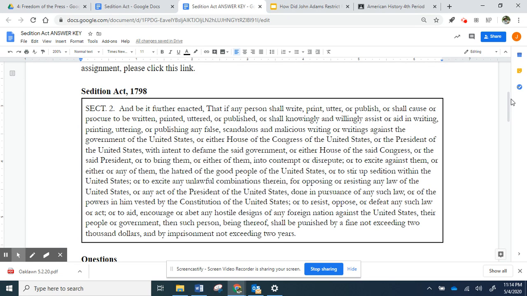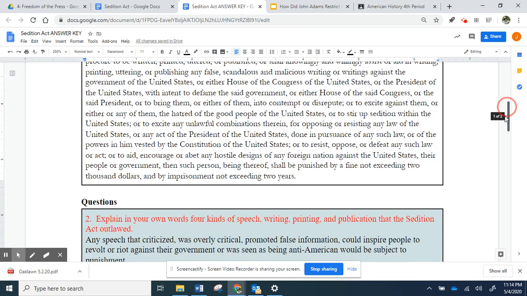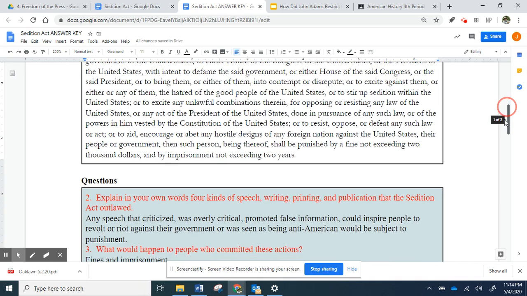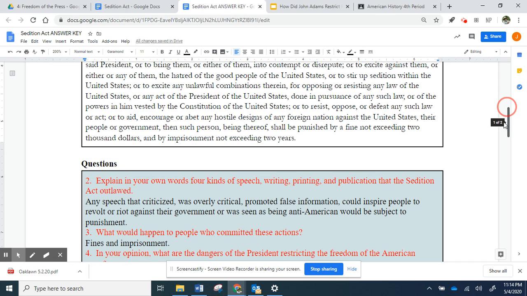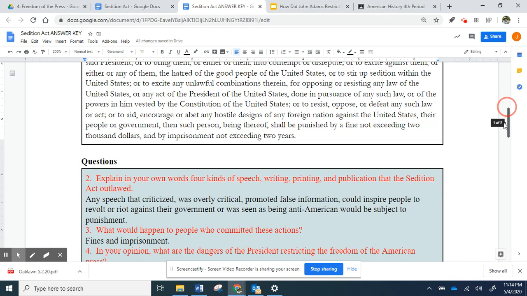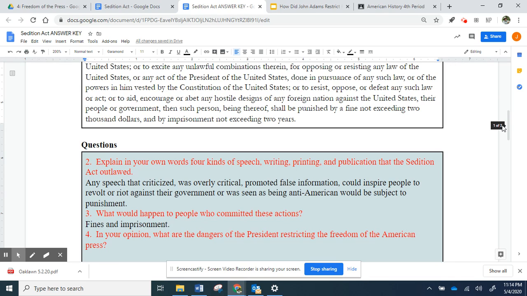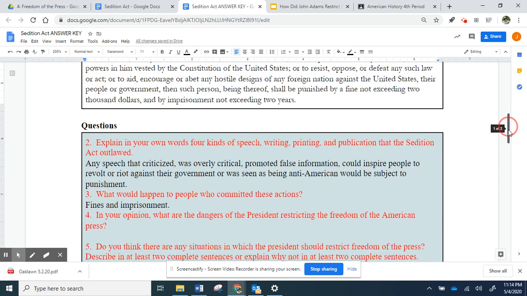of them, into contempt or disrepute, or to excite against them, or either of any of them, the hatred of the good people of the United States, or to stir up sedition within the United States, or to excite any unlawful combinations therein, for opposing or resisting any law of the United States, or any act of the President of the United States done in pursuance of any such law, or of the powers in him vested by the Constitution of the United States, or to resist, oppose, or defeat any such law, or act, or to aid, encourage, or abet any hostile designs of any foreign nation against the United States, their people, or their government, then such person, being thereof convicted, shall be punished by a fine not exceeding $2,000 and by imprisonment not exceeding 2 years.